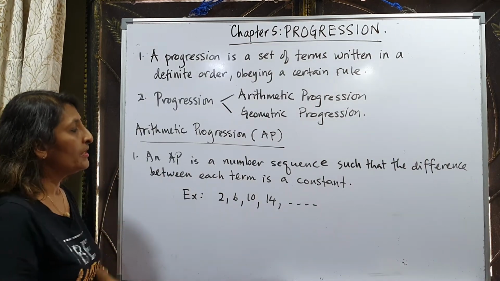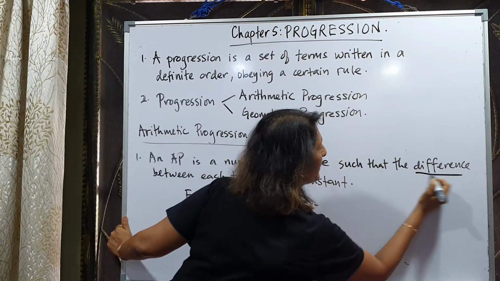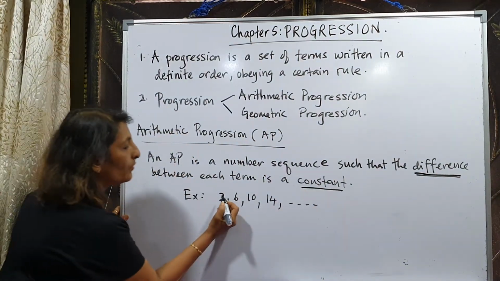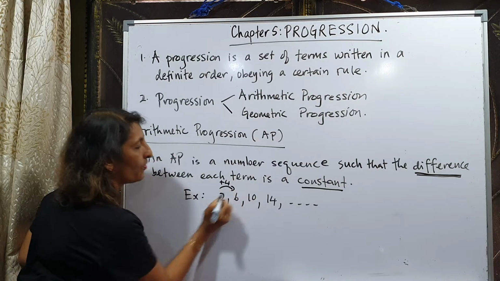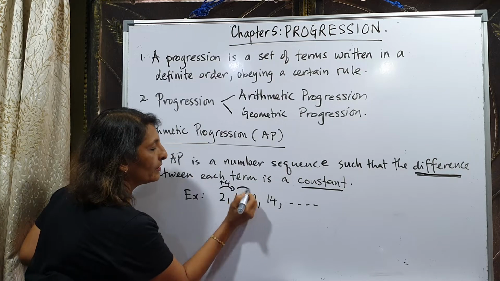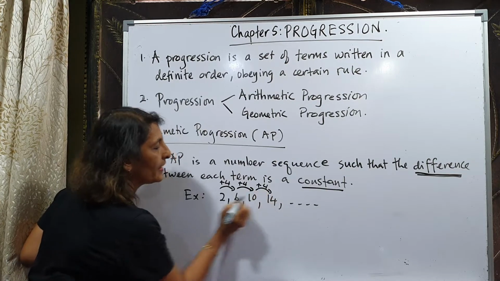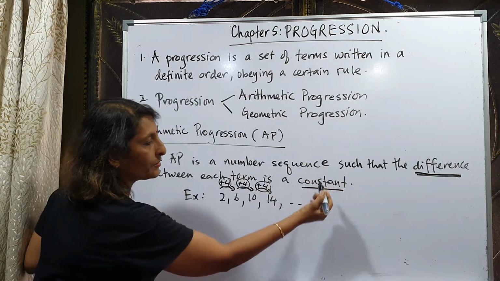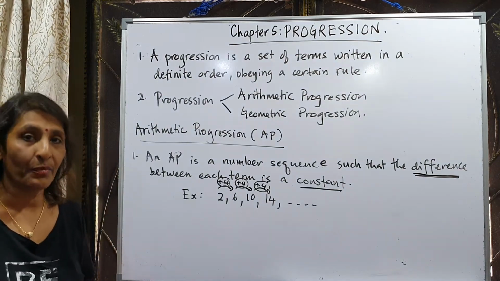An arithmetic progression is a number sequence such that the difference between each term is a constant. That means, what is the difference between 2 and 6? 2 and 6 is a plus 4, right? What's the difference between 6 and 10? 10 minus 6 is also 4. So when you plus 4, you go to 10. You notice that you are doing the same, and this number remains constant. Therefore the difference between the numbers is constant, so this set of numbers is called an arithmetic progression.